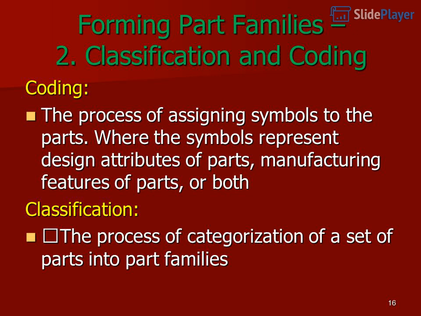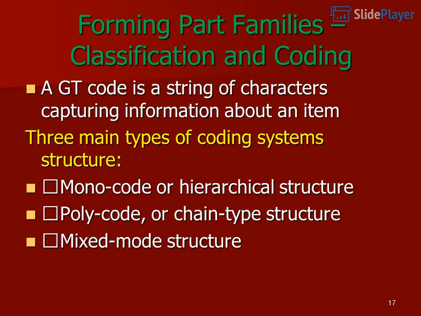Forming part families. Two, classification and coding. Coding is the process of assigning symbols to the parts, where the symbols represent design attributes of parts, manufacturing features of parts, or both. Classification is the process of categorization of a set of parts into part families. A GT code is a string of characters capturing information about an item.